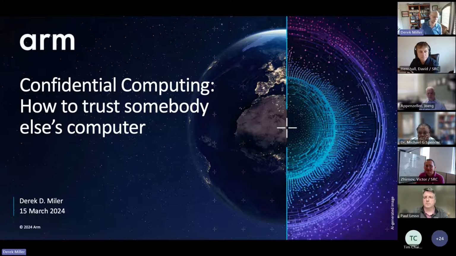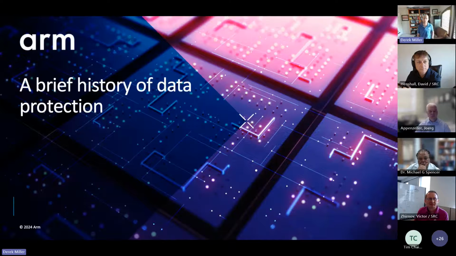I work in research, and I've been working on confidential computing for the last 4 or 5 years at this point. And so mostly I'm going to go through here. I'm going to start with how to trust. Actually, the whole concept is how to trust somebody else's computer.